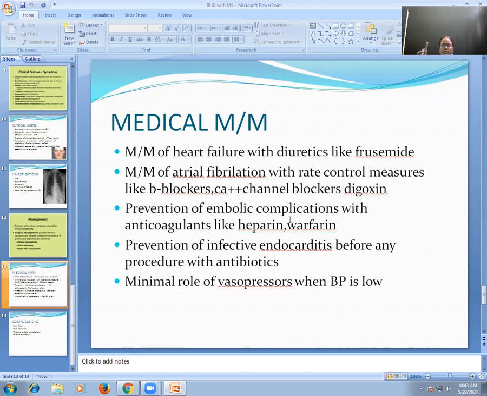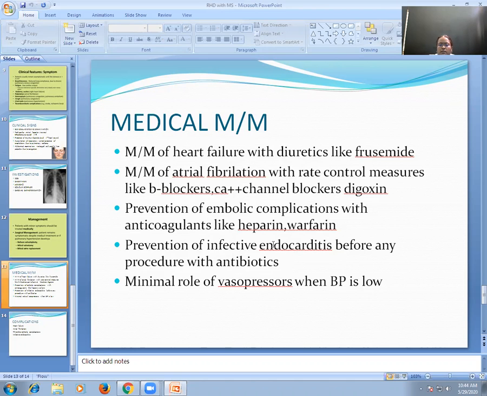Anticoagulants like heparin and warfarin, and you have to continue this therapy lifelong. Initially heparin, later on warfarin. So the patient has to take warfarin lifelong to prevent embolic complication if there is a thrombus. So the third most commonly used drug is an anticoagulant. So, treatment of heart failure is with diuretics, control of heart rate with beta blocker and calcium channel blocker, and anticoagulants to prevent embolic complication.